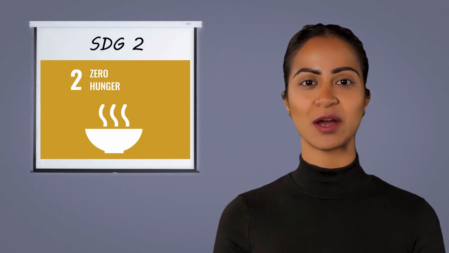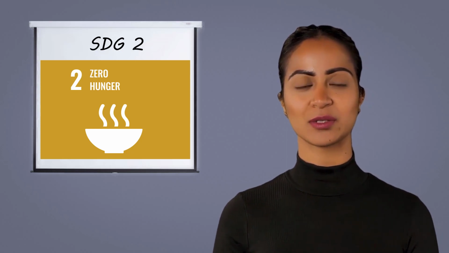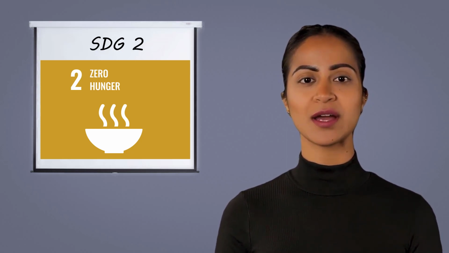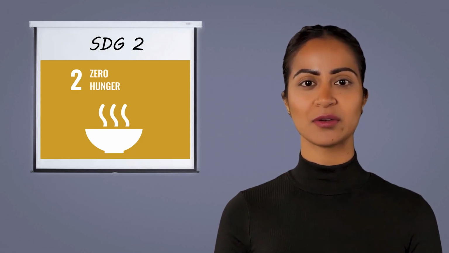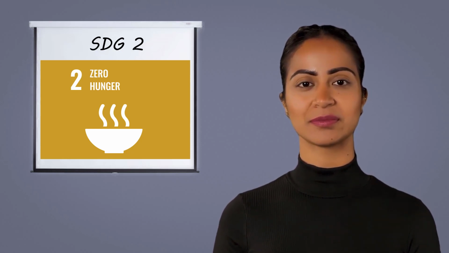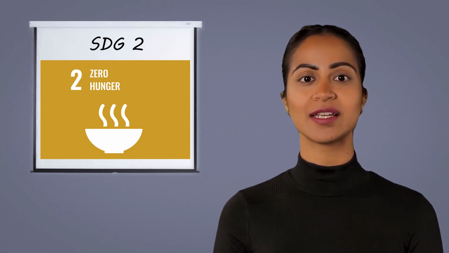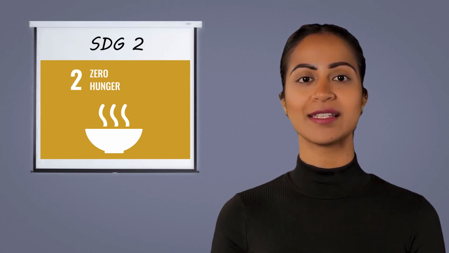Third, use less water. Using too much water means there is less available for growing food. Fourth, grow some of your own food. Even if you don't have much space, try growing some vegetables like carrots or tomatoes.